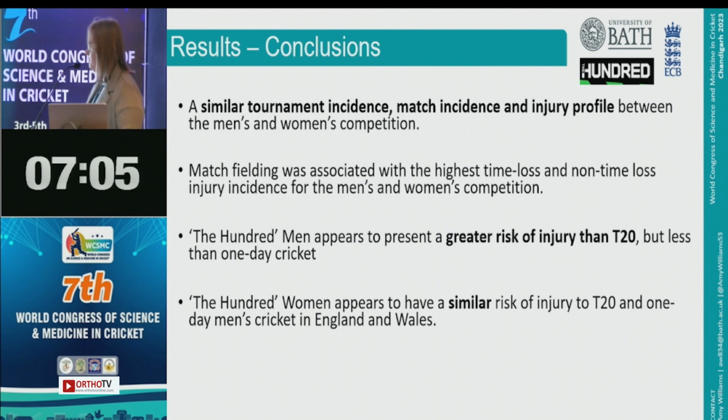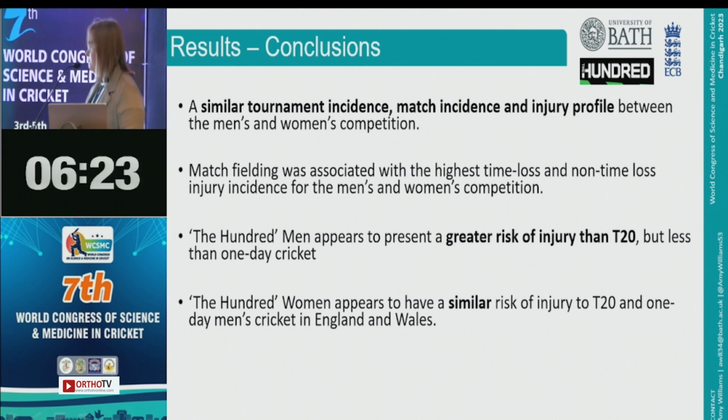So just to summarise all of that, what did we find? Well, we found a very similar injury profile between the men's and the women's competition. We think there's quite a few different factors for this, some of them being the same match scheduling, the same training scheduling, and the same number of recovery days might play an influence. We found that match fielding was associated with the highest time loss and non-time loss incidence, which is what we're increasingly seeing with our T20 analysis as well. That could be due to the emphasis on preventing boundaries, preventing single runs, trying to get batters out more, which results in a higher intensity in our fielding.